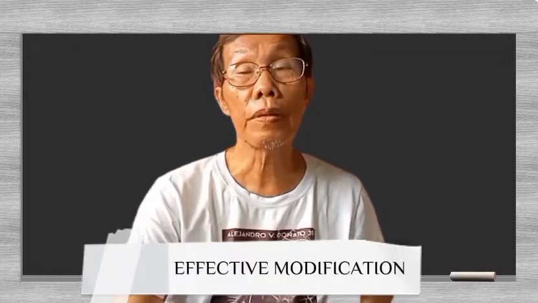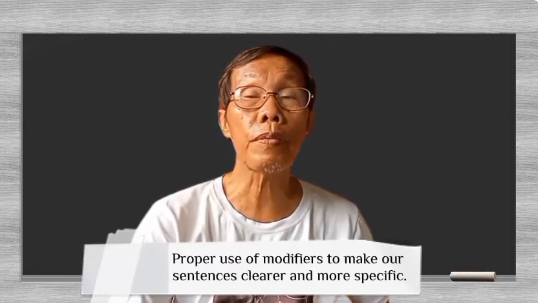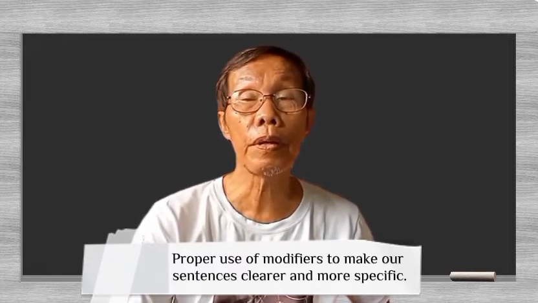Today we are going to discuss effective modification. Now just exactly what do we mean by effective modification? It is the proper use of modifiers to make our sentences clearer and more specific. Now there are three things that you should remember when you are using modifiers.